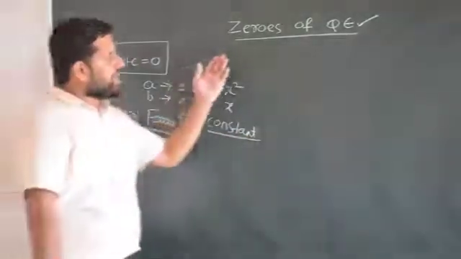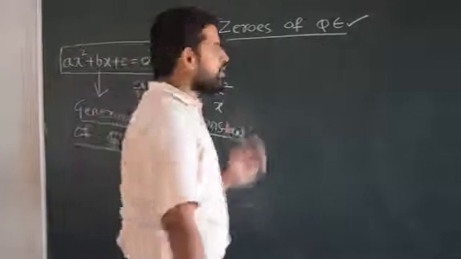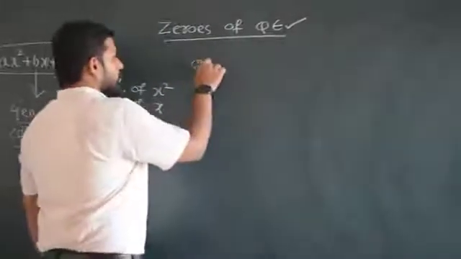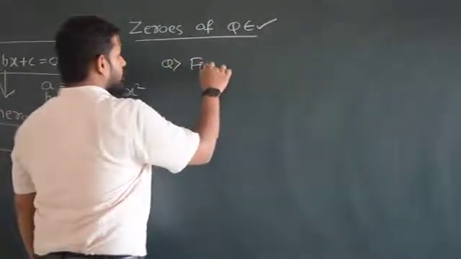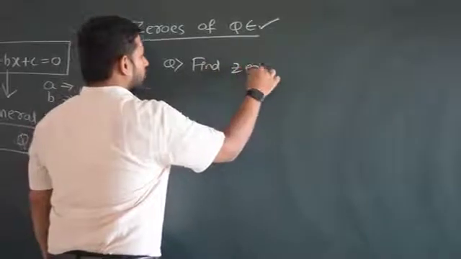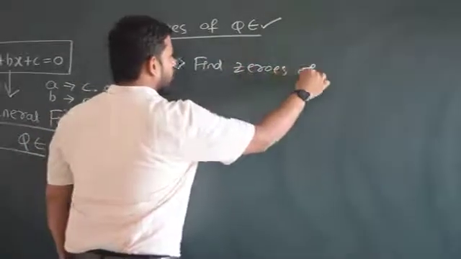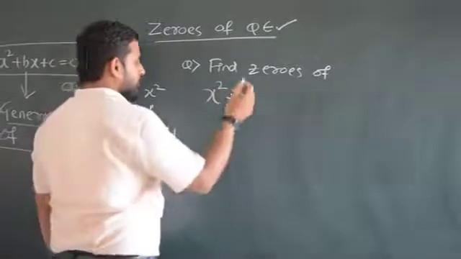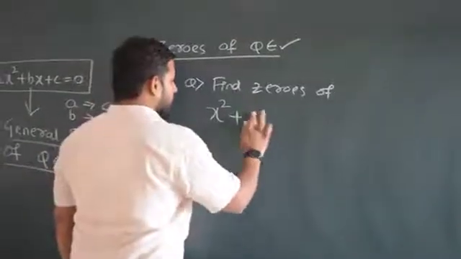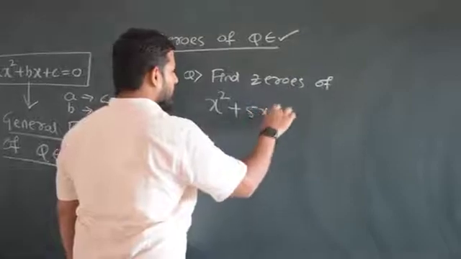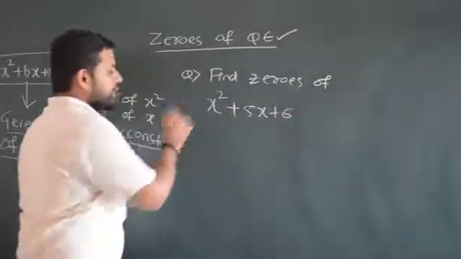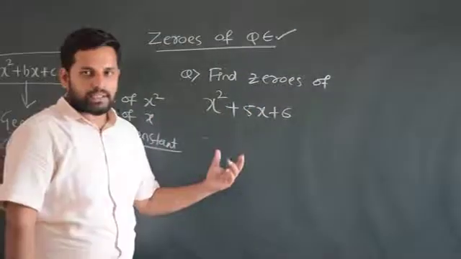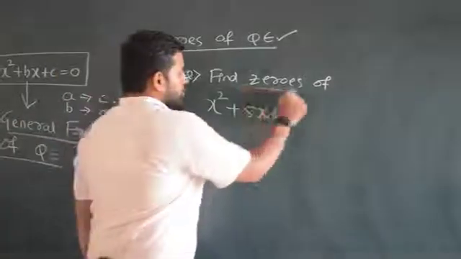Now when I say zeros of quadratic equation, I will ask you one very simple question. Find zeros of, let me give you one example, x square plus 5x plus 6. Find zeros of x square plus 5x plus 6. You understand the meaning of zeros, right?